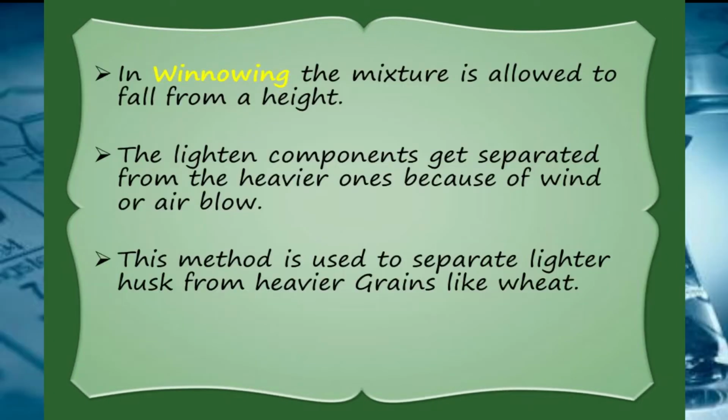Winnowing. In winnowing, the mixture is allowed to fall from a height. The lighter components get separated from the heavier ones because of wind or air blow. This method is used to separate lighter husk from heavier grains like wheat.